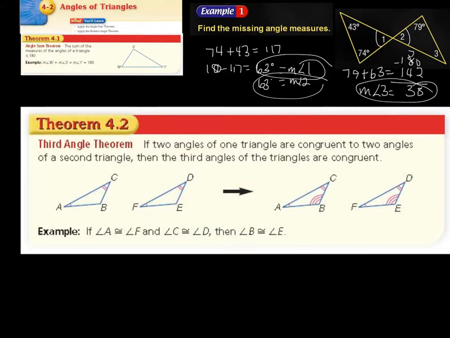Theorem 4.2 is the third angle theorem. If two angles of one triangle are congruent to two angles of the second triangle, then the third angles of the triangles must be congruent. So in their diagrams, if angle A is congruent to angle F, and angle C, with 2 marks, is congruent to angle D, because there's only 180 degrees in a triangle, all that's left, angle B, must be congruent to angle E.